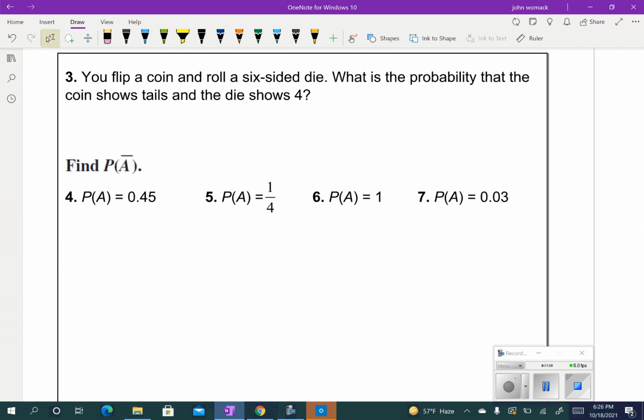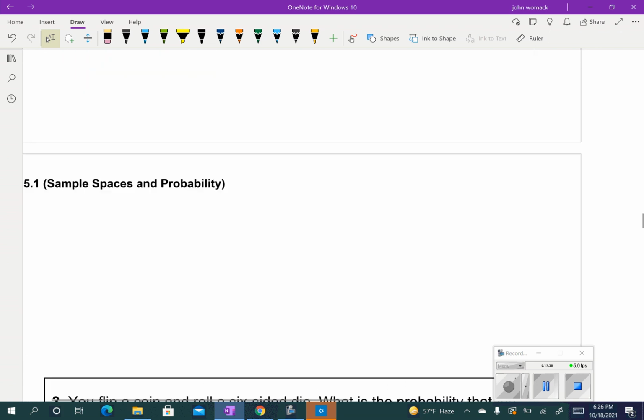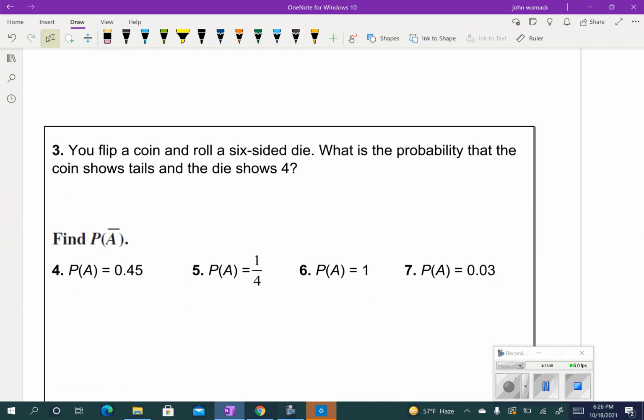All right, this says you flip a coin and roll a 6-sided dice. What's the probability that the coin shows tails and the dice shows 4? So let's see if we can figure this one out. This really doesn't have anything to do with a complement. Let's just write our sample space out.